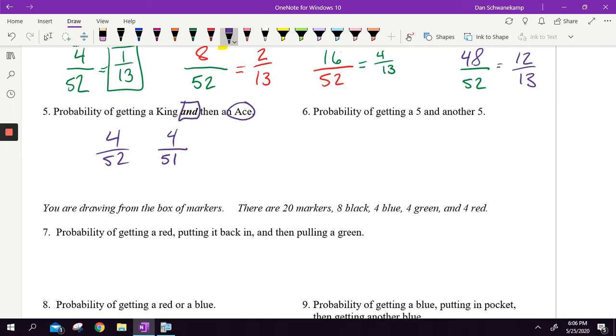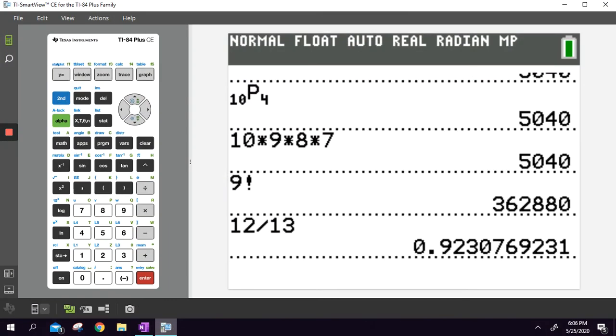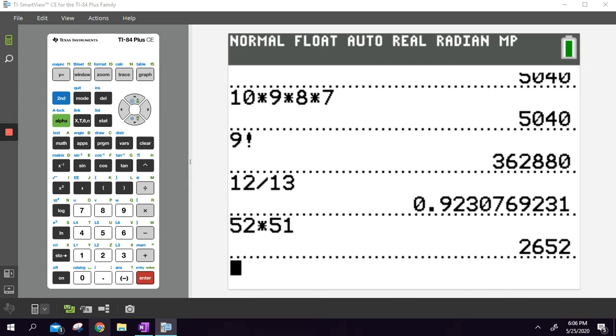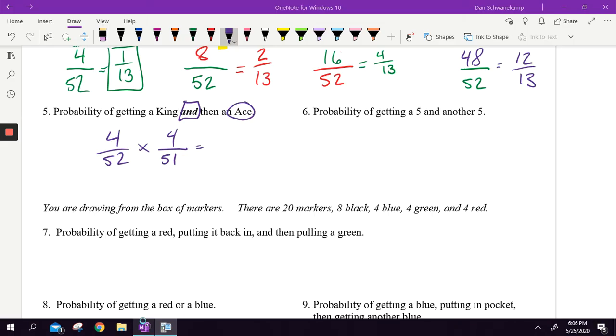All right. It's an and. I want this and that. So we're going to multiply those together. Now, this problem would change if we found that king and then we put the king back in the pile. So I wish they would have been a little bit clearer there. I'm assuming they are taking the king out of the situation. So 4 times 4 on top is obviously going to get me 16. On bottom, I'm taking 52 times 51. It gets me 2652. And on top, I get 16. We could reduce it. Let's just leave it right there.